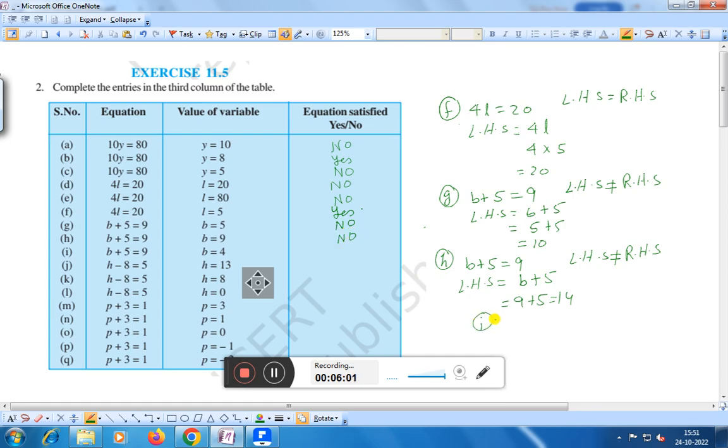Question number I is b plus 5 equal to 9 and the value of b is 4. Left hand side, that is b plus 5, and the value of b is 4, that is 4 plus 5, that is equal to 9, which is equal to right hand side. The left hand side is equal to right hand side. Therefore, it satisfies the equation. Therefore, question number I is yes.